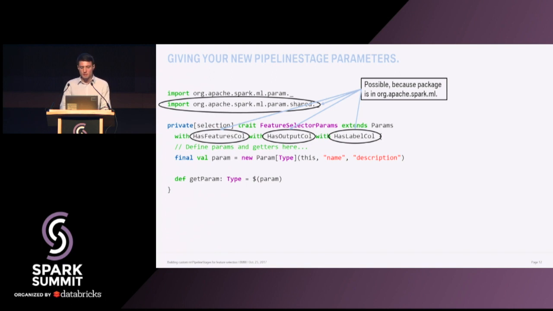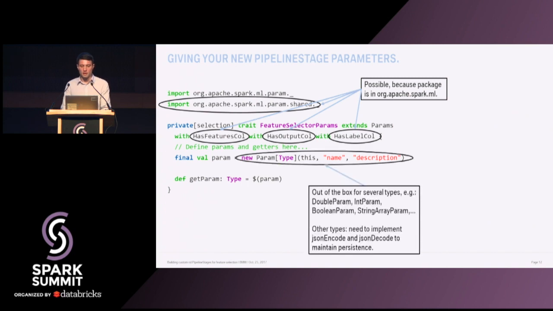And there are already many params predefined for you, for example, for common types like the int and double type, and so on. But if you want to add your own types, for example, if you have a matrix parameter, then you need to implement a JSON encode and a JSON decode method in the process of adding this parameter. So this might give you a bit of a hard time, but it's needed to persist your parameters to disk in a JSON.